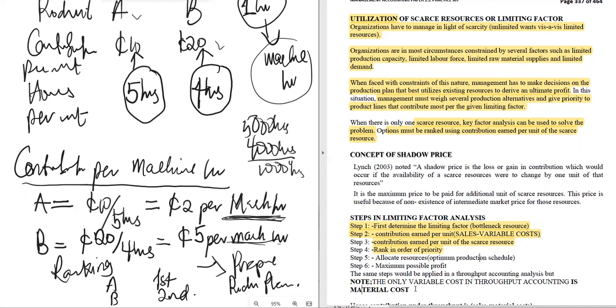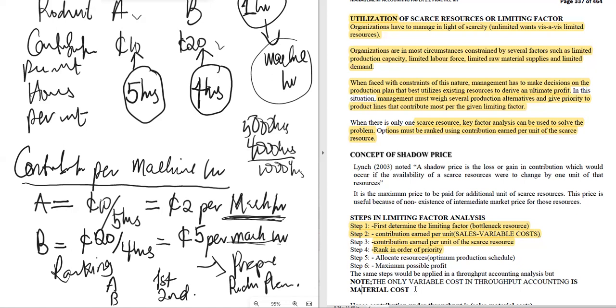Now it comes to the concept of what? Shadow price. We are going to look at shadow price in more detail in a later lesson. When we talk about shadow prices, according to Lynch in 2003, he noted that a shadow price is the loss or gain in contribution which would occur if the availability of a scarce resource were to change by 1 unit of that resource. It is actually the maximum price to be paid for an additional unit of scarce resources. Now, this price is useful because of non-existence of intermediate market price for those resources.